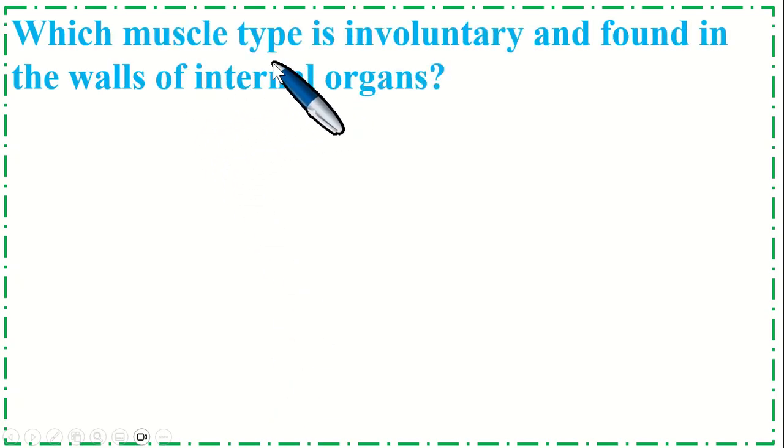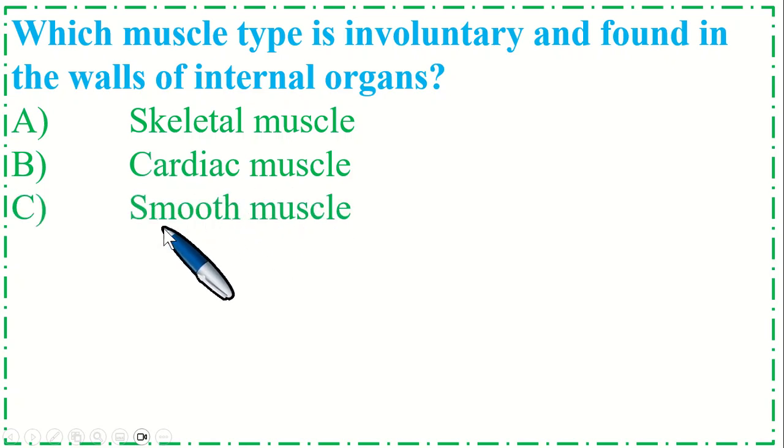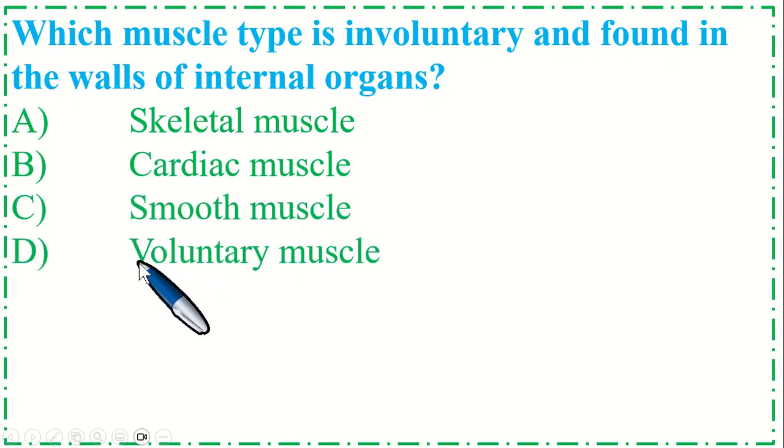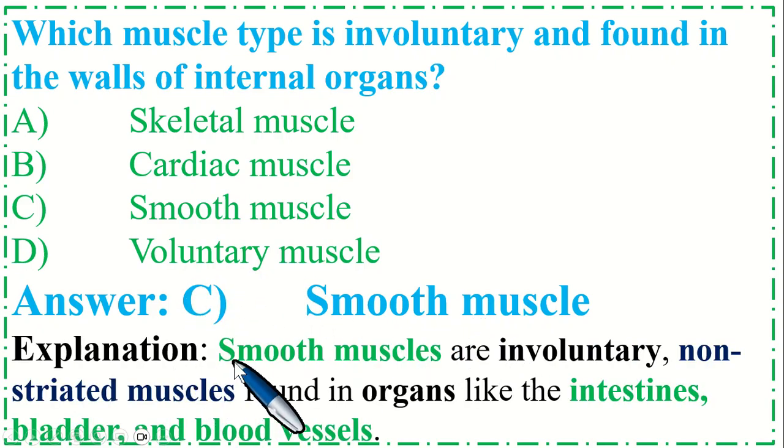Which muscle type is involuntary and found in the walls of the internal organs? Option A, skeletal muscle; B, cardiac muscle; C, smooth muscle; and option D, voluntary muscle. So the correct option is C, smooth muscle. Explanation: smooth muscles are involuntary, non-striated muscles found in organs like the intestines, bladder, and blood vessels.